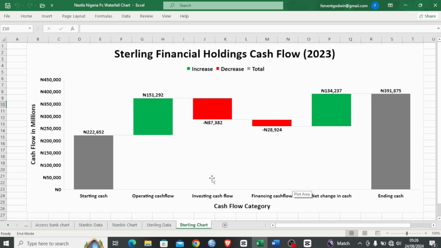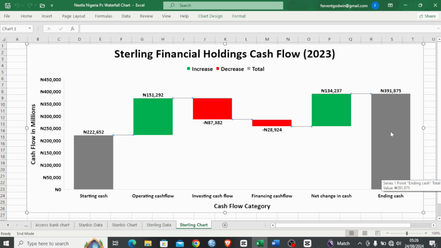Now, this starting cash here is the ending cash for the previous year. So this starting cash of 222 billion naira is the ending cash for last year, I mean the previous year, which is 2022. Now, for 2024, the starting cash for 2024 will be the ending cash for 2023. So let's assume that we are analyzing the cash flow for 2024.